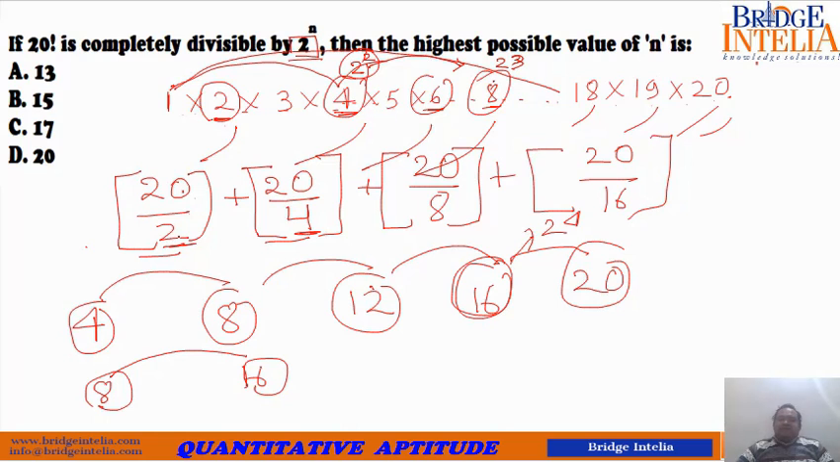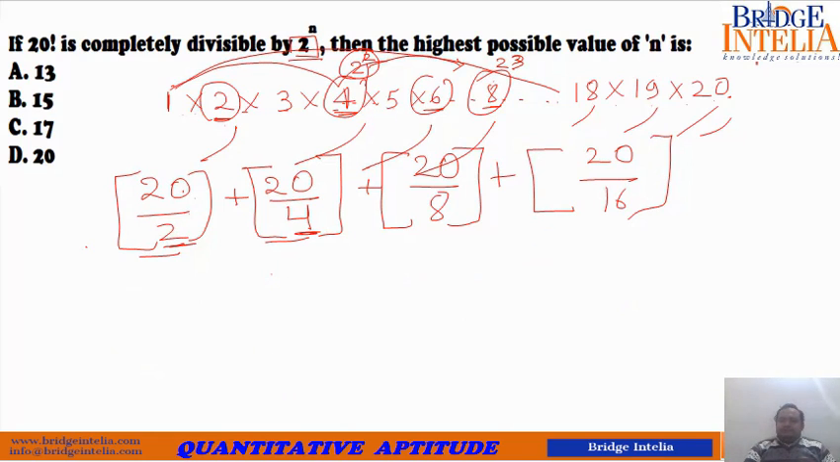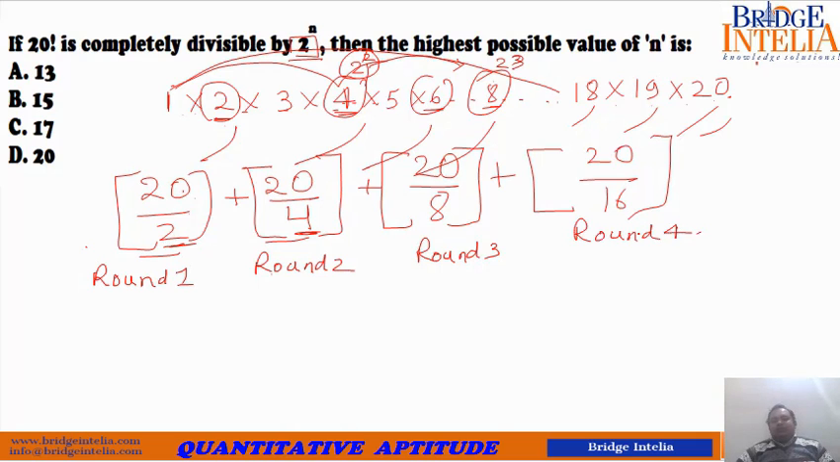So from 20 numbers, every second number is to be picked. In the first round, this was round 1. This was round 2. This is round 3. I went back in round 3 to pick the remaining powers. This is round 4. So in round 1, I picked 10 powers, 20 by 2. In round 2, I picked 5 powers. 10, 5. In round 3, 20 divided by 8.